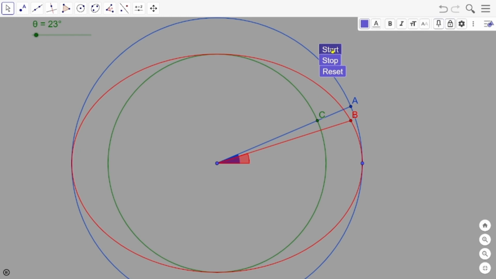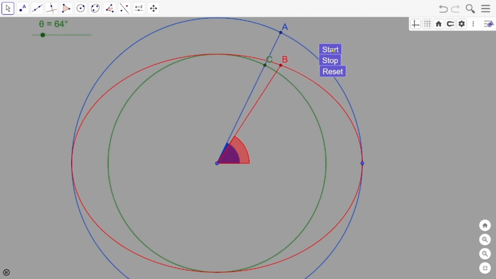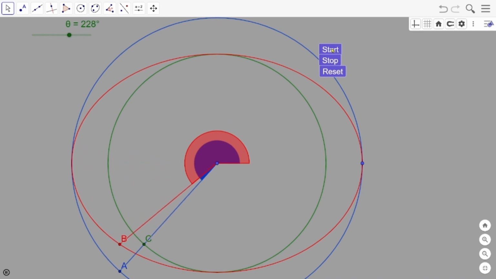Now let's observe what happens as it goes around. It will catch up and even get ahead. Notice that alpha is ahead, catching up again. Theta is ahead, and in the fourth quarter, alpha is ahead again.